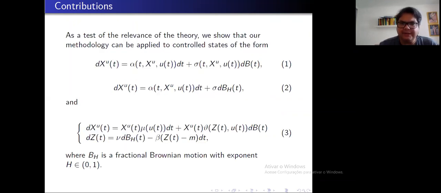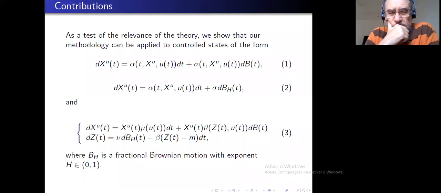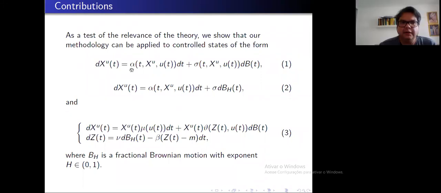So the typical examples that fit into the theory are three examples. Probably I will not have time to discuss all of them, but I'll try to discuss the first two. The first is a controlled state given by a controlled SDE driven by the Brownian motion. This is a path-dependent SDE, because the coefficient here can depend on the whole path of the solution, and U is the control process.